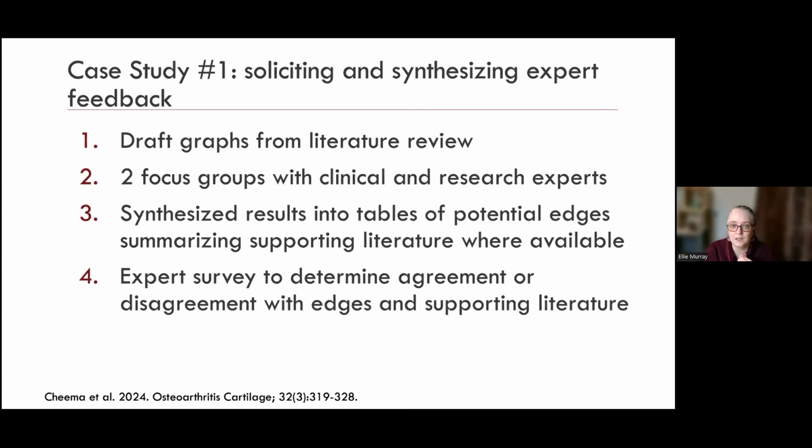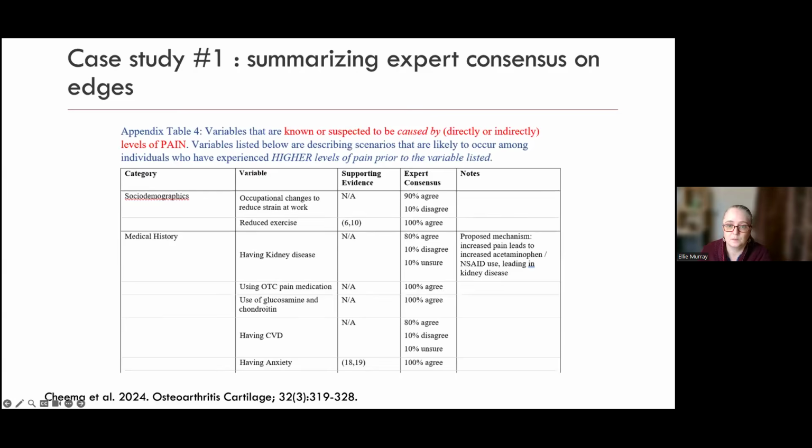the potential link between them, and gave the experts a survey saying, here's the literature that supports this edge, if there is literature, and do they agree that it belongs there or not, as well as some of the key edges that had been removed in the focus group. And then we asked them to either agree or disagree with this information. We had pre-specified that if at least 50% of the experts agreed with an edge, then we would put it on our DAG.